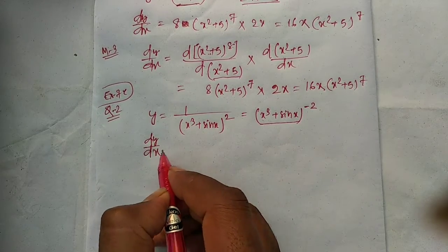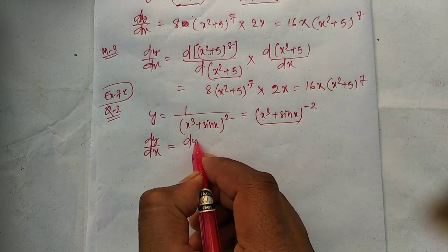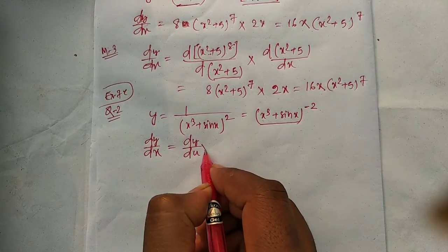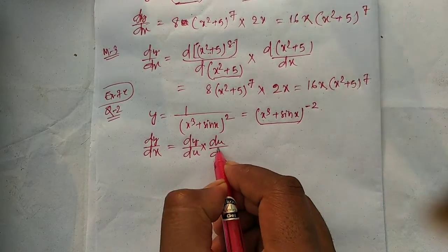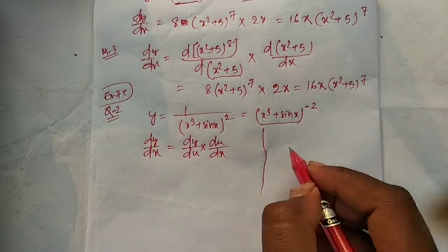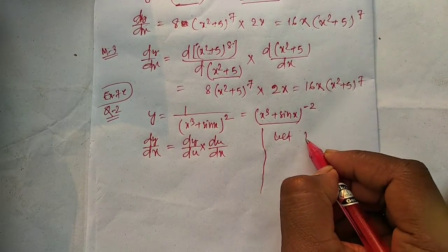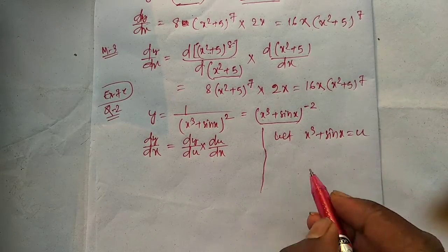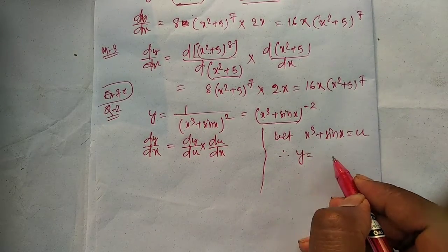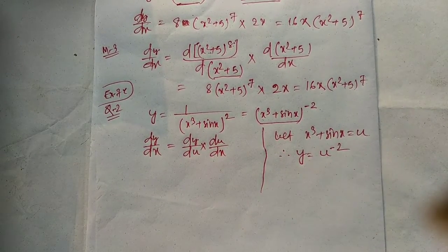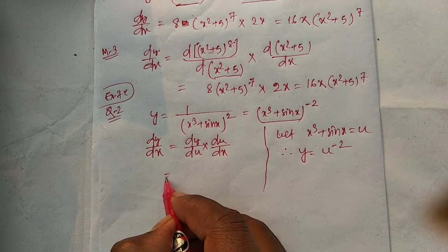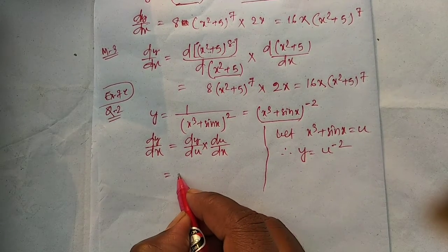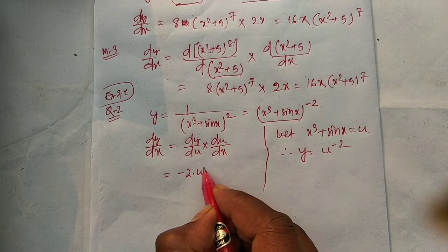So let's solve this in the first method. dy by dx will be dy by du into du by dx. Here take x cube plus sin x equal to u. Then y will be u to the power minus 2. So dy by du will be minus 2 into u to the power minus 3.